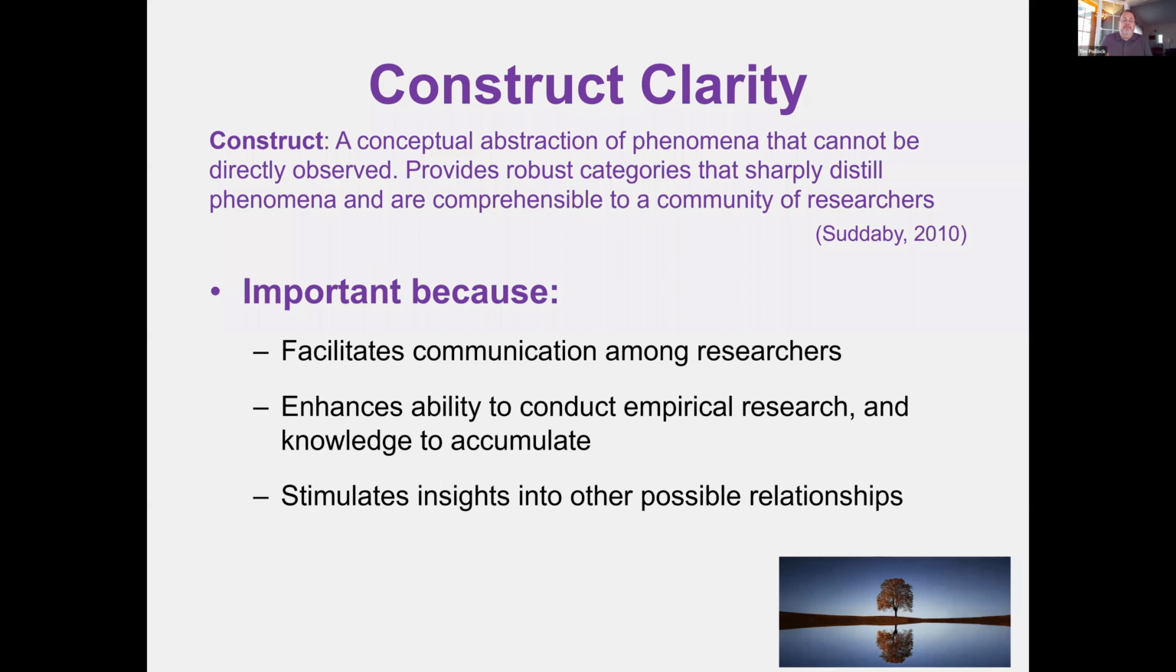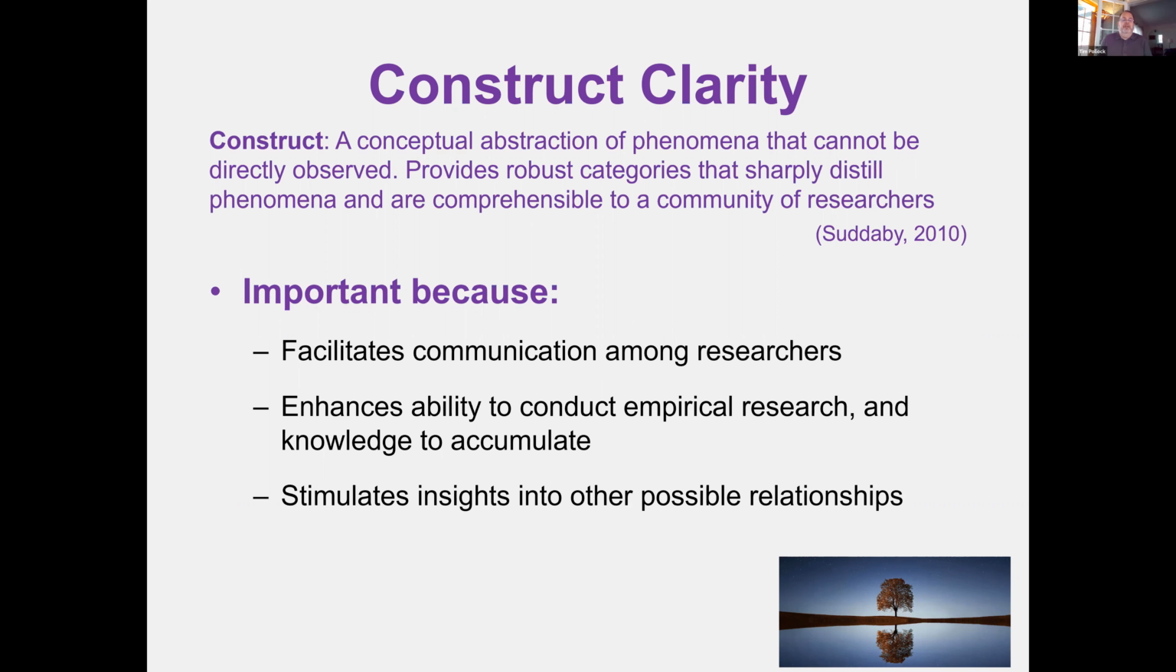If everybody knows how to define a construct, then they can develop better measures and more consistent measures of that construct to operationalize it in the empirical part of their studies. And that allows us to develop more knowledge about how these constructs develop. If you have lots of different definitions with different components to them, it's really hard to develop consistent measures. So you want to have a clear construct, and it also stimulates insights into other possible relationships. So it can actually enhance creativity.